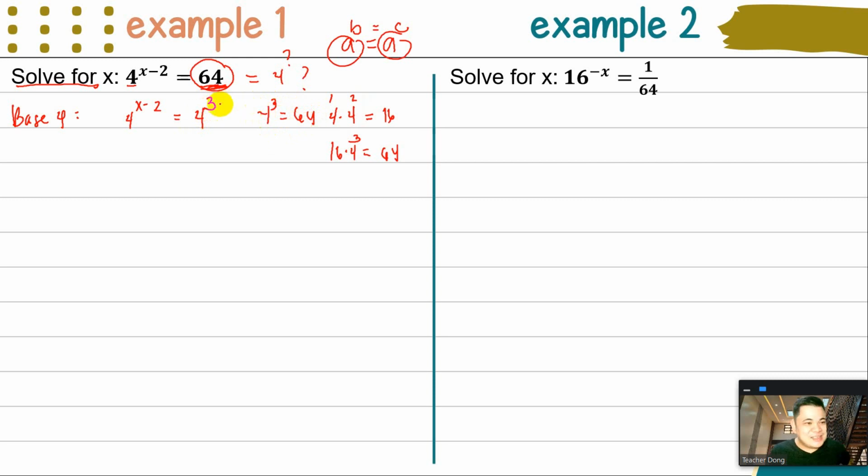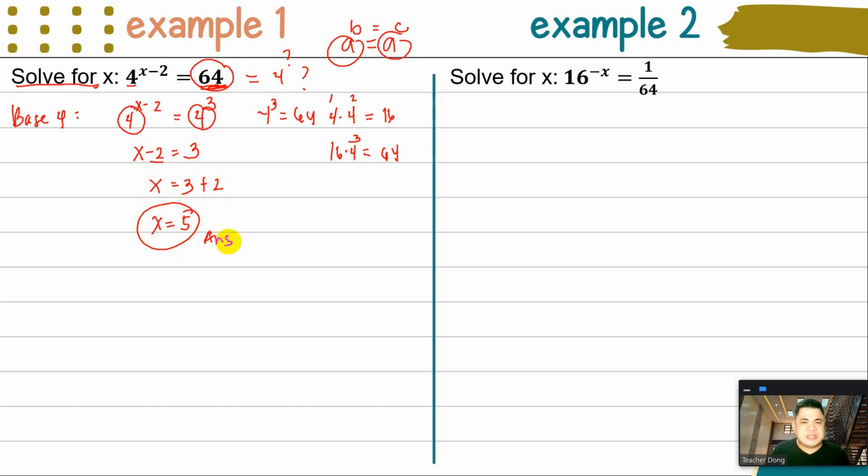That's the idea. So since we already have similar bases, what we can do now is to solve for x. We can now equate x minus 2 equals 3 and apply some algebraic techniques to get the value of x, or the solution set. So we have to isolate x, transpose negative 2 to the other side, of course opposite sign, it's positive 2. So x now is equal to 5. So x is equal to 5.